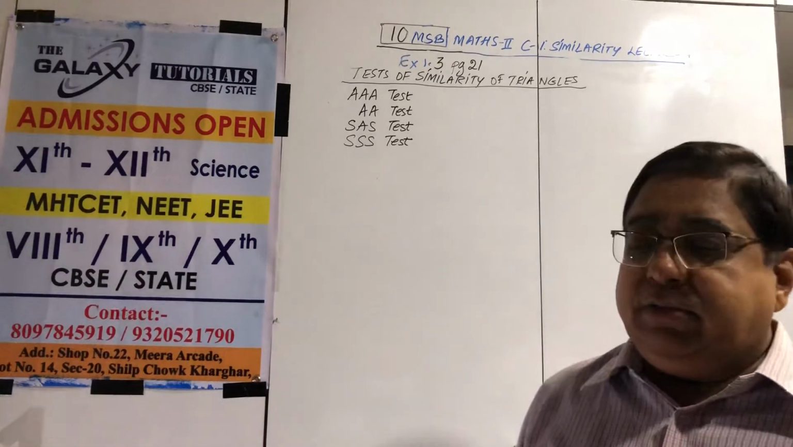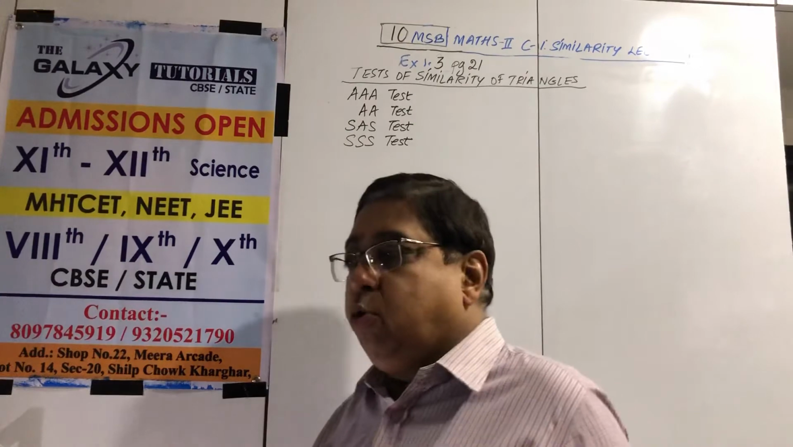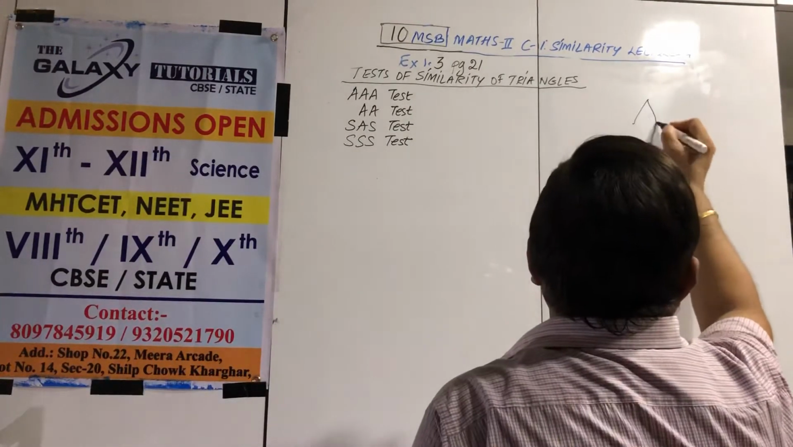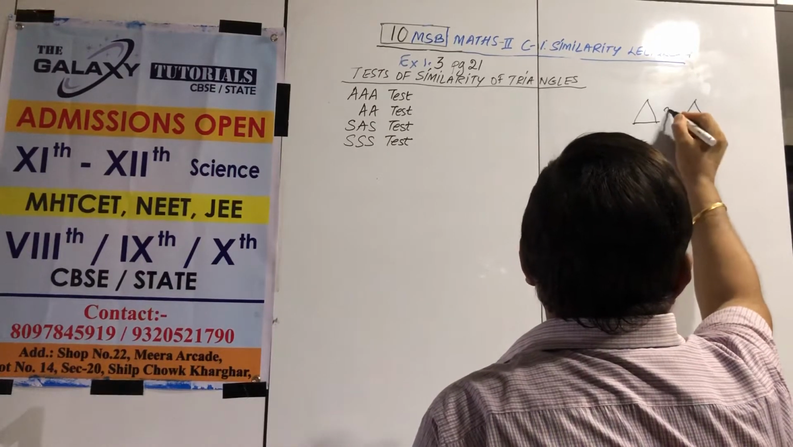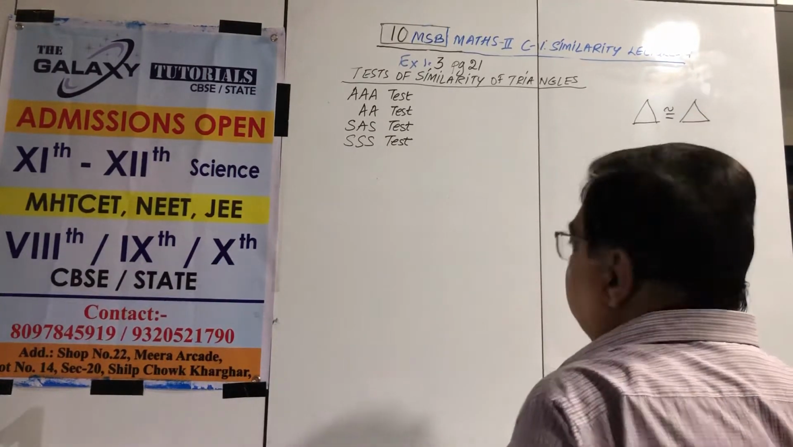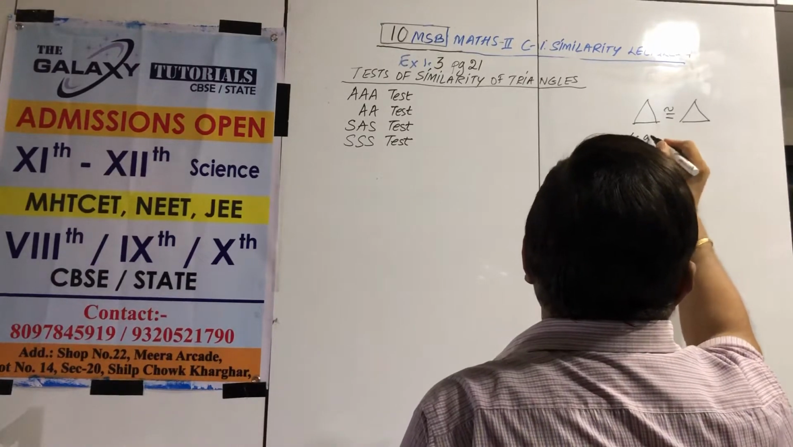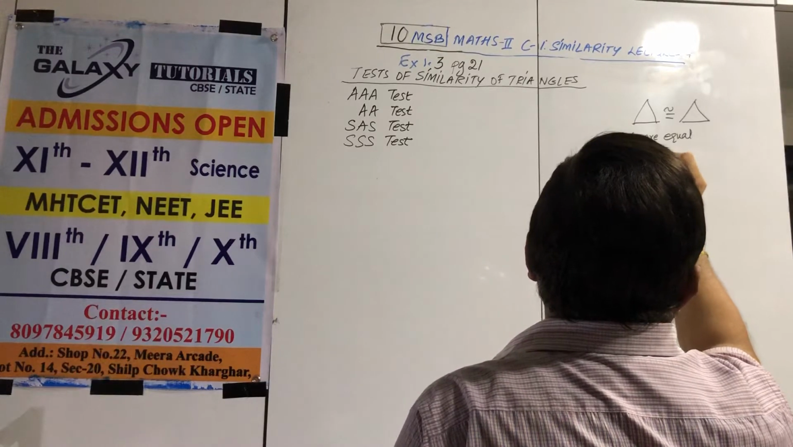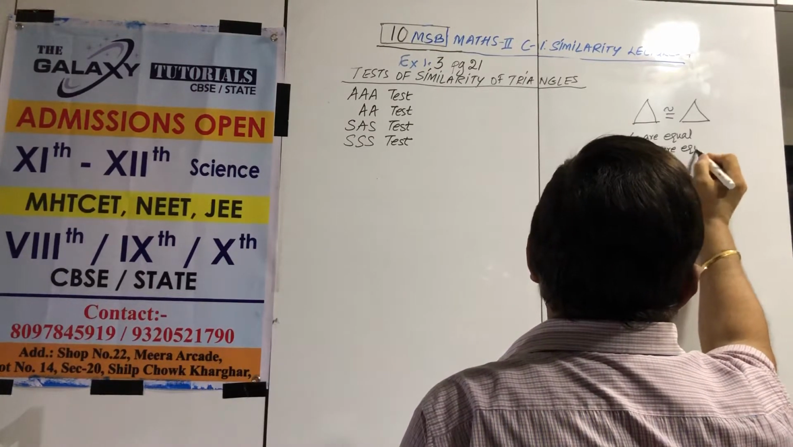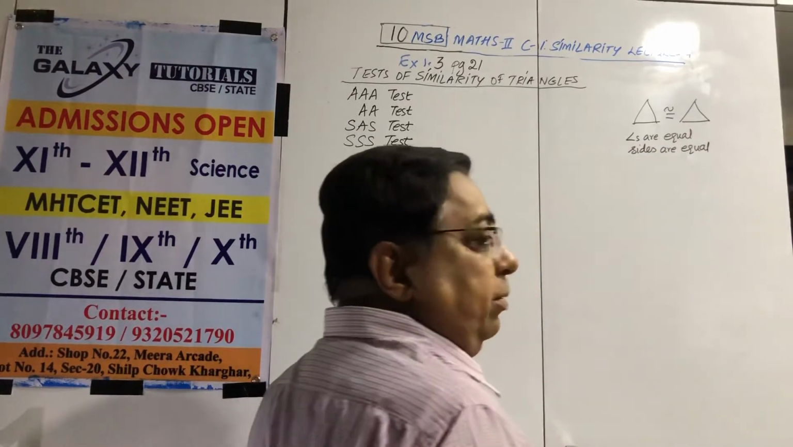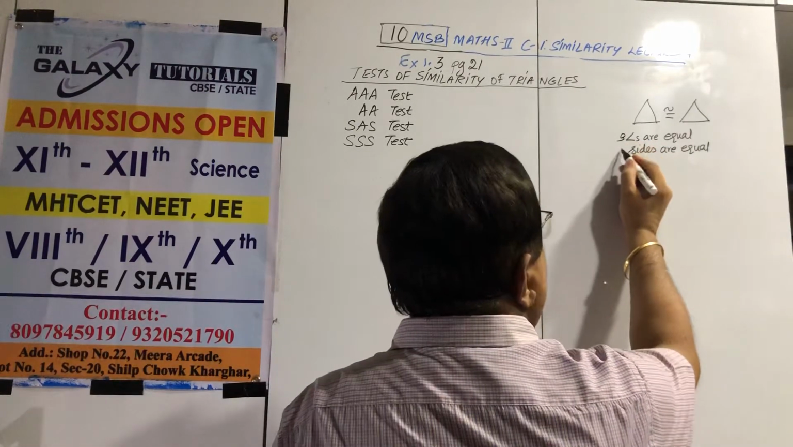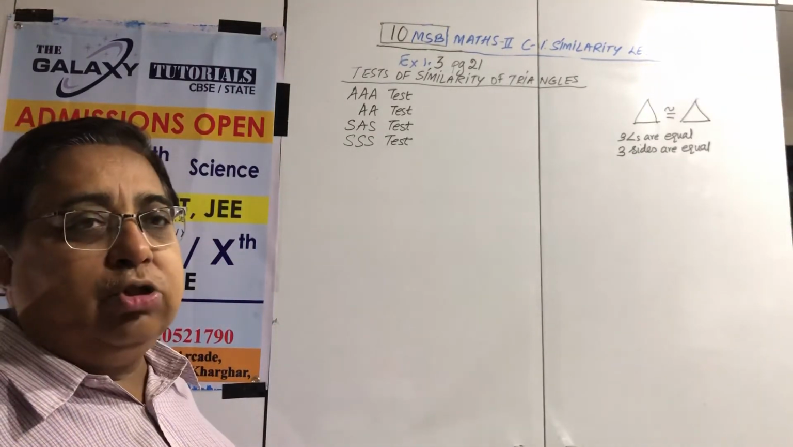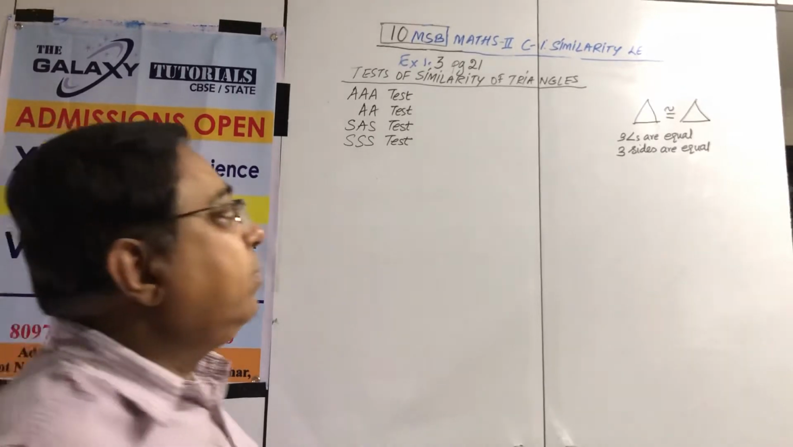My friends, there is a difference between congruent and similar. Two triangles are congruent if the angles are equal and the sides are equal. Okay, no exception. All the three angles are equal, all the three sides are equal. It is a congruent triangle. So it is like a Xerox carbon copy, exactly same.